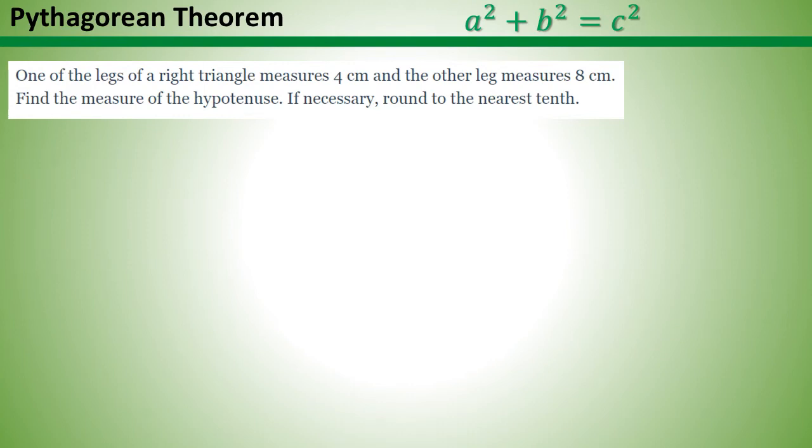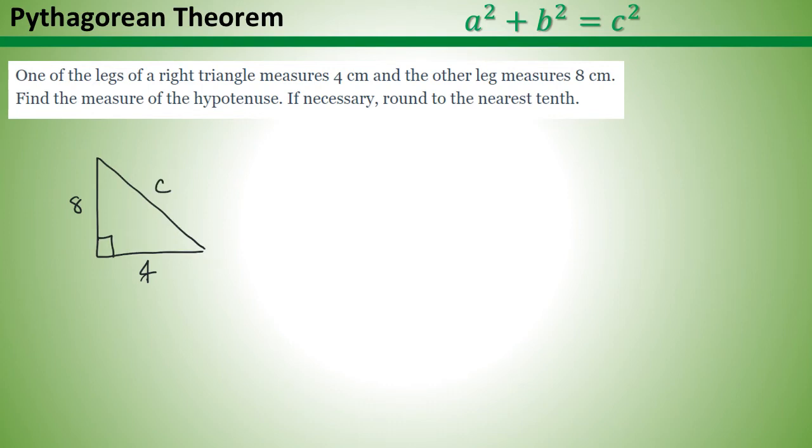Okay, here's another example. It says one leg of a right triangle measures 4 centimeters. The other leg measures 8 centimeters. Find the hypotenuse. If necessary, round to the nearest tenth. Okay, so on this one, I'm just going to draw a right triangle. So this is a right angle here. I'm told that one leg is 4. So let's put a 4 there. The other leg is 8, and we don't know the hypotenuse.